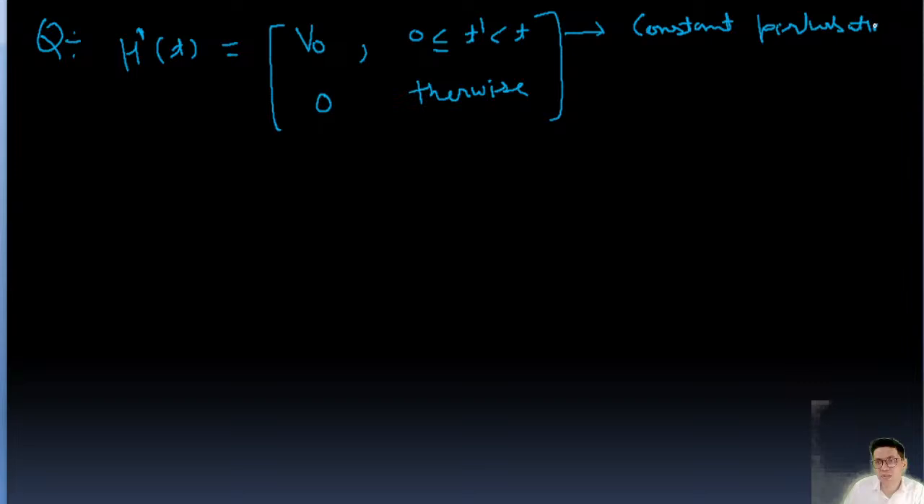So if this is the case, it means a constant perturbation is given, which doesn't depend on time, because it's a constant. In that case, what will be the transition probability? I will explain.